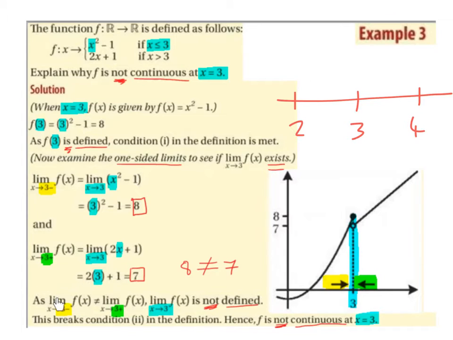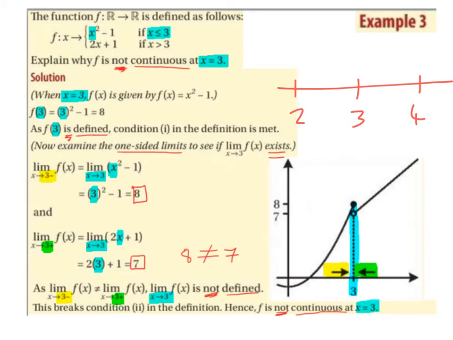So as the limit of f of x as x approaches 3 from the left is not equal to the limit of f of x as x approaches 3 from the right, the limit of f of x as x approaches 3 is not defined. This breaks condition 2 in our definition, and hence f is not continuous at x is equal to 3. So remember, if any of our 3 conditions are not met, we say that the function is not continuous.